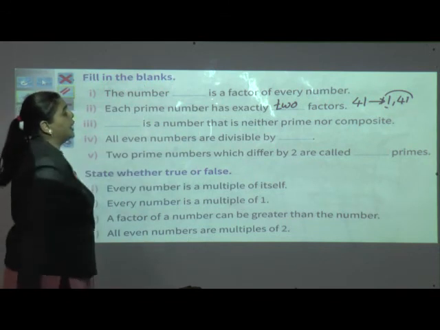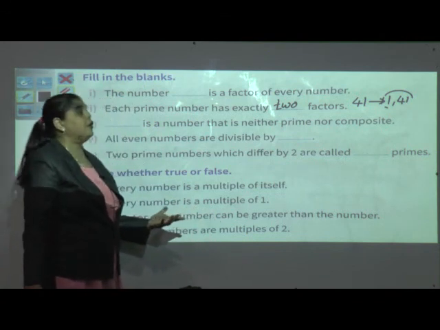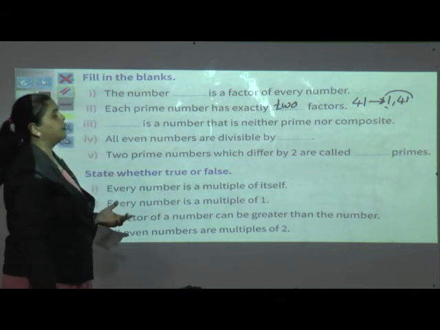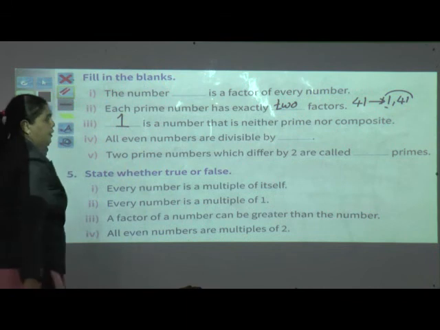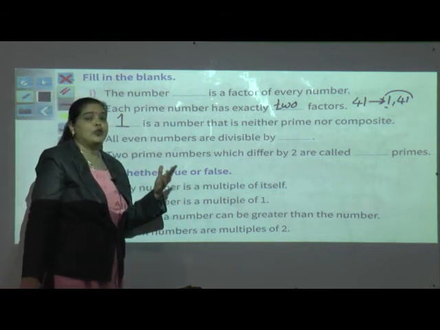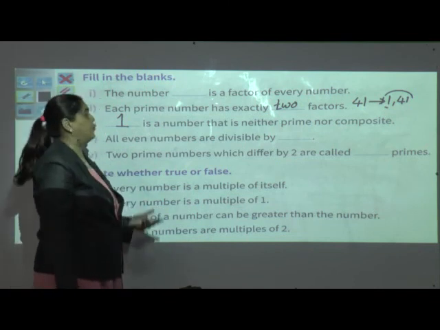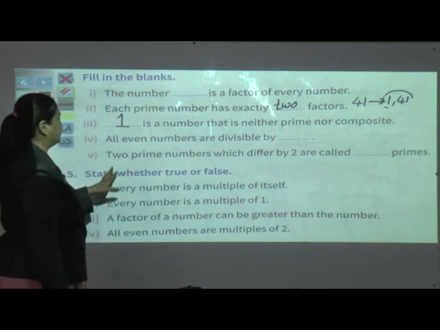Dash is a number that is neither prime nor composite. Yes, everyone knows, because in the previous class we also learned which number is neither prime nor composite. Yes, you are right, that is the number 1. 1 is not prime because it doesn't have exactly 2 factors, and it is not composite because it doesn't have more than 2 factors. So we can say 1 is neither a prime nor a composite number.